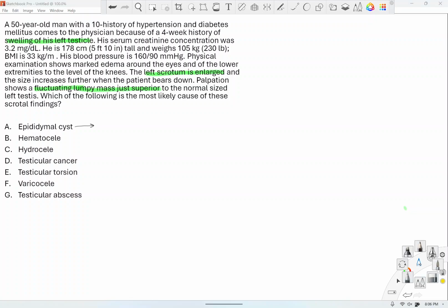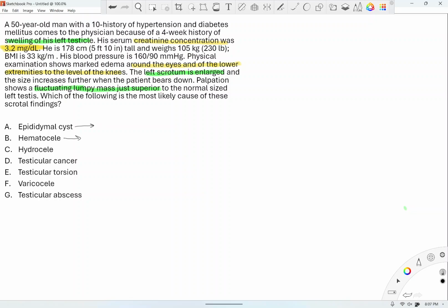Let me highlight that, because this person's kidney creatinine level was elevated, so we have to consider that as well in this question. There's some edema of the eyes, and there's edema of the lower extremities, up to the level of the knee. So this person has some swelling, and on top of that, a kidney problem. Those things we should consider. So epididymal cyst will be simple.